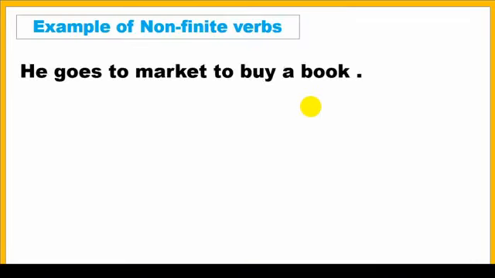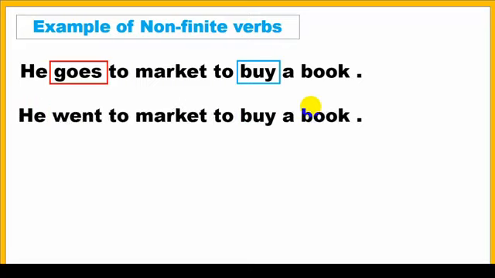Dear students, let's go to clear non-finite verb with some examples. Look at the sentence. He goes to market to buy a book. Here goes is a verb and buy is a verb. There are two verbs in this sentence, and the sentence is in present tense, and subject he is singular and third person.